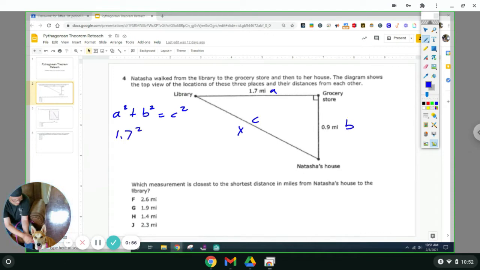It'll be 1.7 squared plus 0.9 squared equals c squared. In your calculator, 1.7 squared plus 0.9 squared is equal to 3.7. Well, c is squared as well, so you're going to have to do the opposite and square root it. The square root of 3.7 is 1.923, and so on. It asks which one is the shortest, so it'll be 1.9.